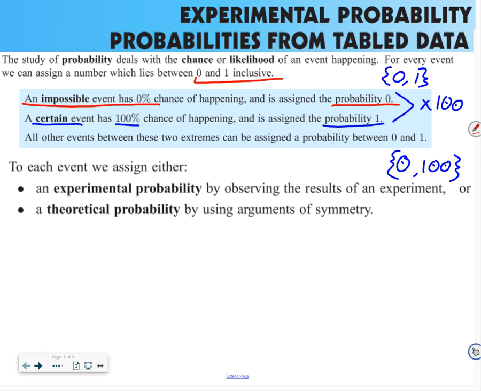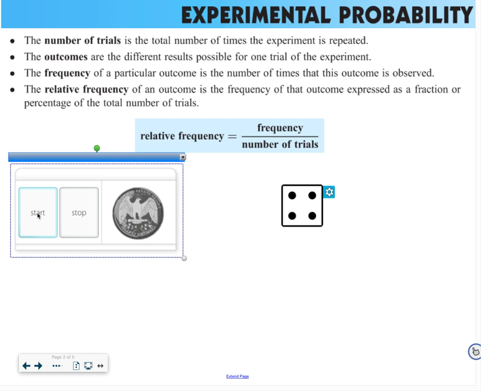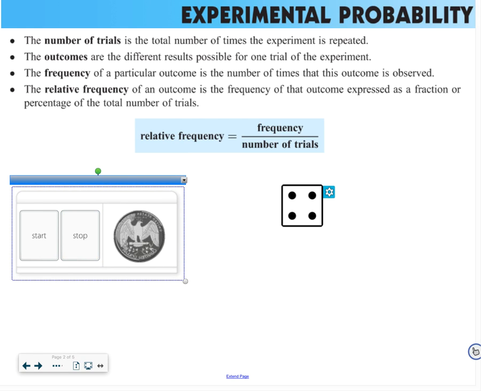So we either have data already given to us, or we're conducting an experiment. Experimental probabilities: we need to define some common vocabulary. The number of trials is the total number of times the experiment is repeated. If we were flipping a coin twice, that would be 2 trials. Or maybe I was rolling dice 6 times, and that would be the number of trials.